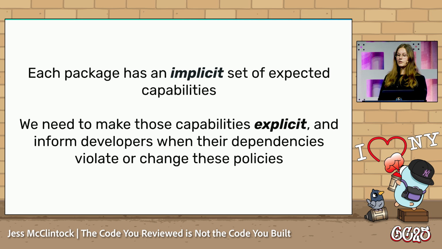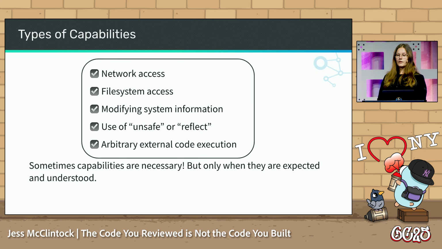We can apply a similar model to open source software dependencies. The idea here is that each package already has an implicit set of expected capabilities baked into its functionality. Capabilities outside of that set should be avoided, and when those capabilities change, that could indicate a security issue. There are several types of capabilities that could be considered secure or privileged. Things like network access, file system access, or arbitrary code execution.